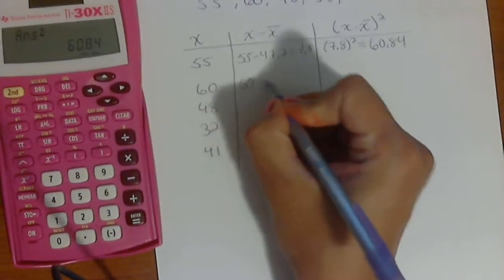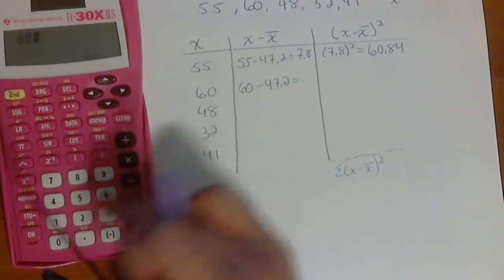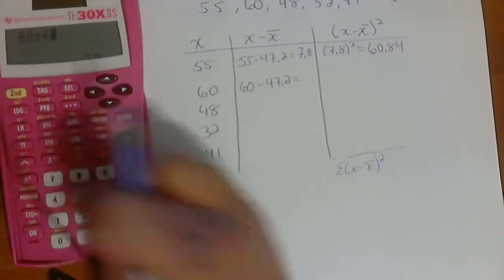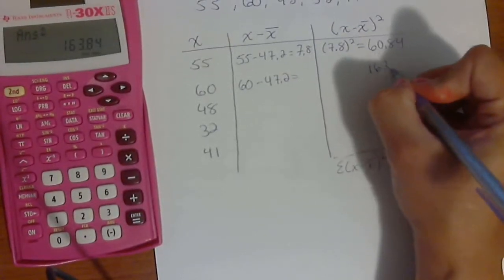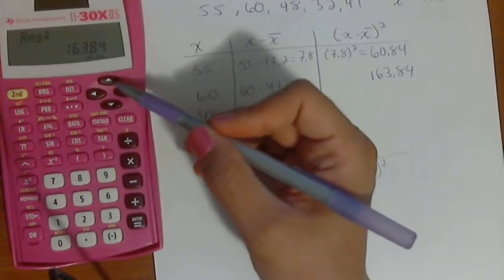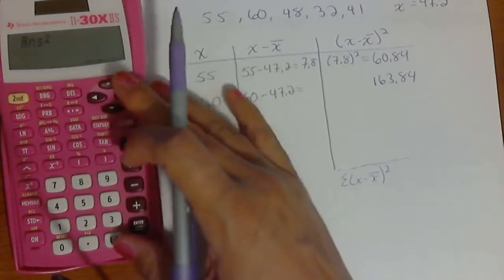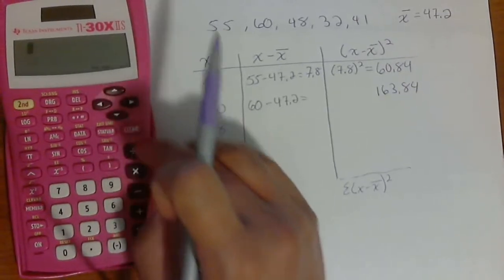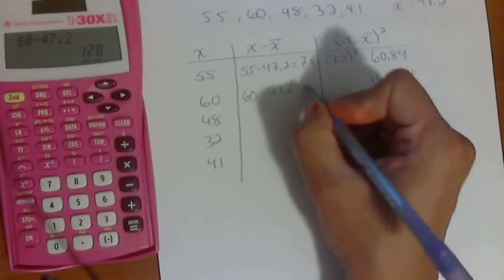Now, most of the time when I fill in this table, I just go ahead and do 60 minus 47.2, and then take that value and square it. And so over here I get 163.84. If I forgot to write this one down, I literally just have to press the up arrow a couple of times. Let me clear that out. Apparently it's not letting me do that. That's okay. So that's going to be 12.8.